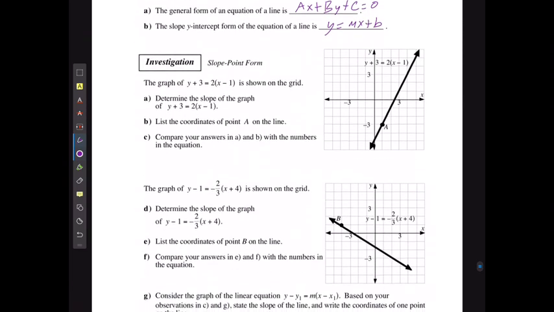In this case, for the investigation, it says the graph of y plus 3 is equal to 2 bracket x minus 1 is shown on the grid. Determine the slope of the graph using the points that exist on the graph. Well, I can see that it clearly goes through here, and here, and here, and here. For integer points, to get from one point to the next, I've gone up by 2 and right 1. My slope is going to be 2 over 1, or just 2.